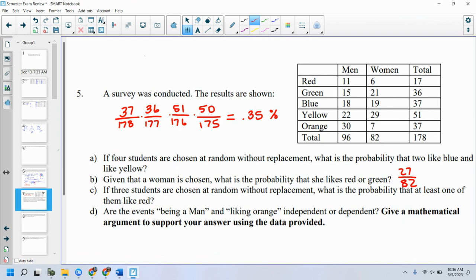If 3 students are chosen at random without replacement, what is the probability that at least one of them likes red? These are weird ones, right? If I want the probability that at least one likes red, isn't that 1 minus the probability of none, right? 1 minus none.